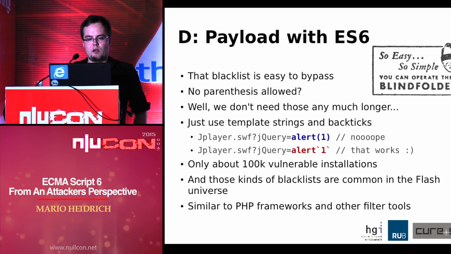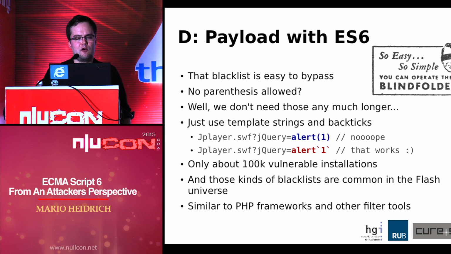So if you, for example, want to execute arbitrary payload with JPlayer, and we tried it in the classic way, we would be saying JPlayer SWF jQuery equals alert1, and the filter would say, nah, you cannot execute this because I detect this to be bad. However, if you do this, you have a bypass. So whenever you test against Flash and you notice that there's some blacklisting functionality enabled or in use, try the backticks because they are most likely going to get you through.